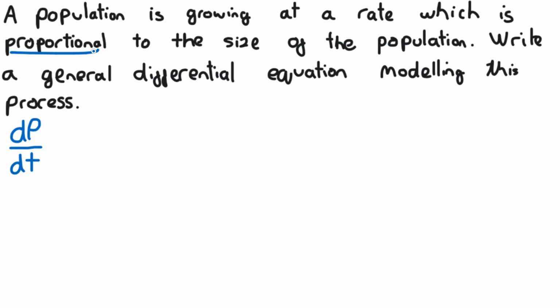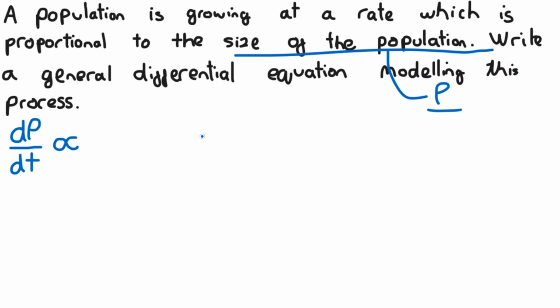Now, hopefully you know what proportional means. We talked about proportionality back in year 1 chapter 5 in the modelling video, so go back to that if you need a reminder. But when we say something is proportional to something, we use this alpha symbol like this here. So it's proportional to the size of the population. The size of the population is just P. P represents the size of the population. So dP over dt is proportional to the size of the population, which is P, like this here.